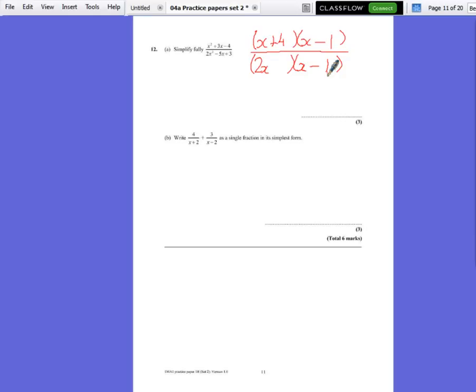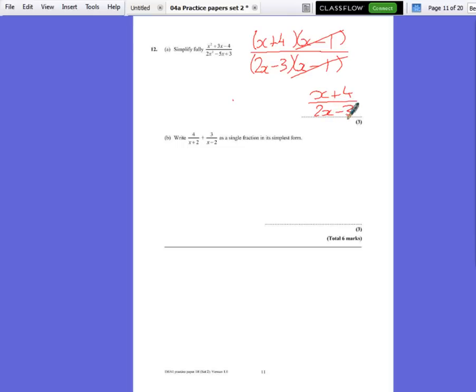Now, to get a plus 3 on the end of that bottom, that must be a minus 3 in there, because minus 3 times minus 1 gives us plus 3. So that's a massive clue. Once you've got the top, it really helps us do the bottom, so we don't have to mess about as much. The x minus 1s cancel, so we're left with x plus 4 over 2x minus 3.